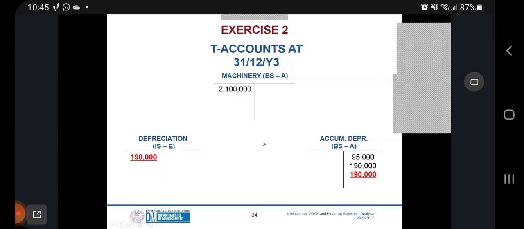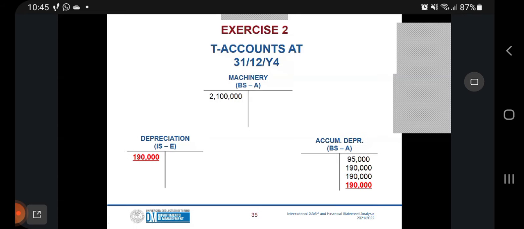Year 3, again, you have to increase the amount of the accumulated depreciation, but as depreciation in the income statement, you will find just the current charge, 190. Again, the next year, here there is the increase of the accumulated depreciation for 190, and then the recognition of the depreciation in the income statement.